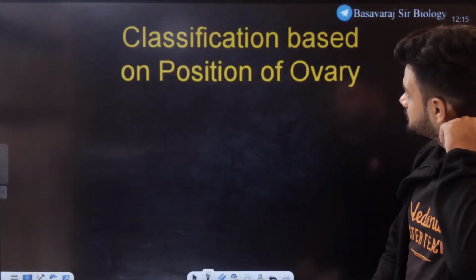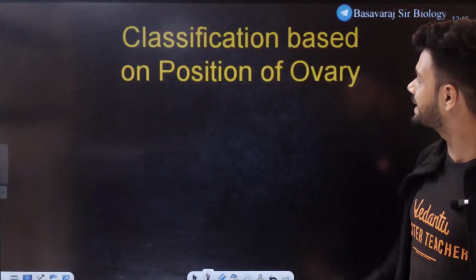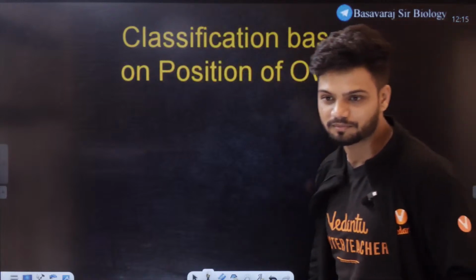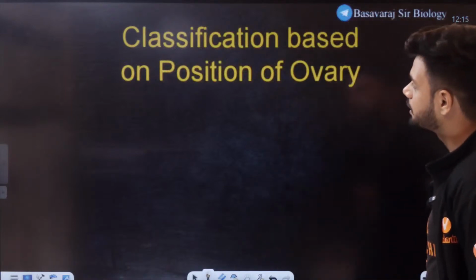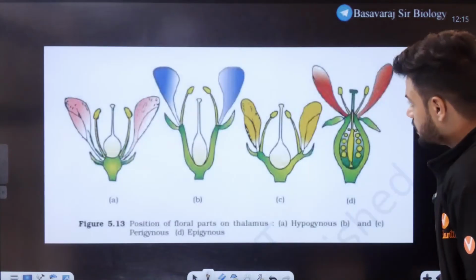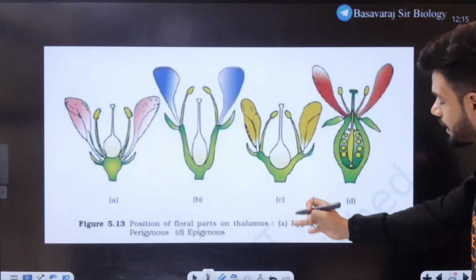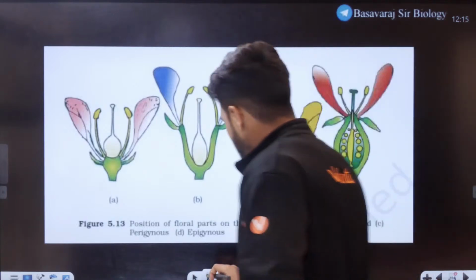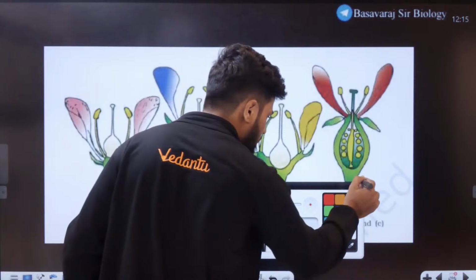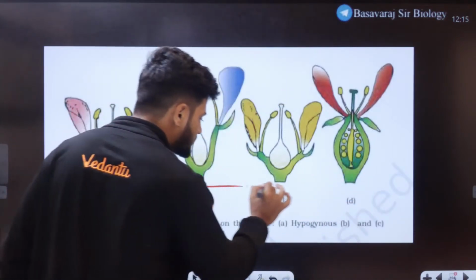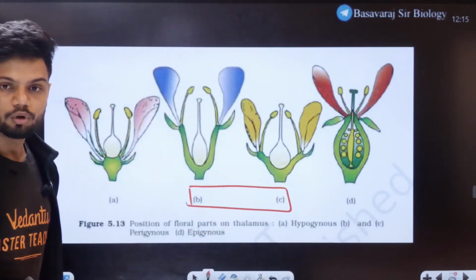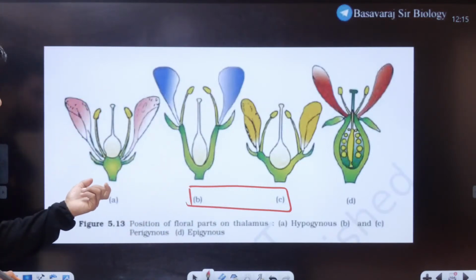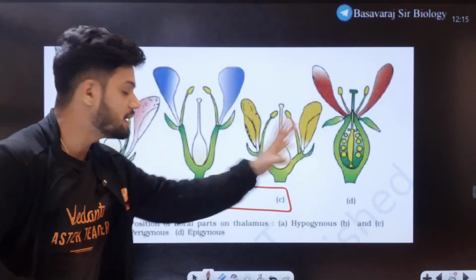Now, next is classification based on the position of ovary. Here we have 3 types: hypogynous, perigynous and epigynous. Students, this question was asked in the NEET 2024 examination. They give you B and C. Remember, both of them are perigynous. This is hypogynous, and that is epigynous.